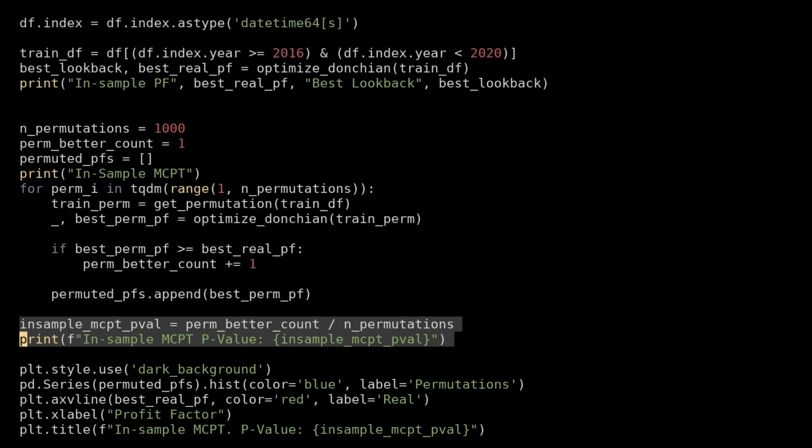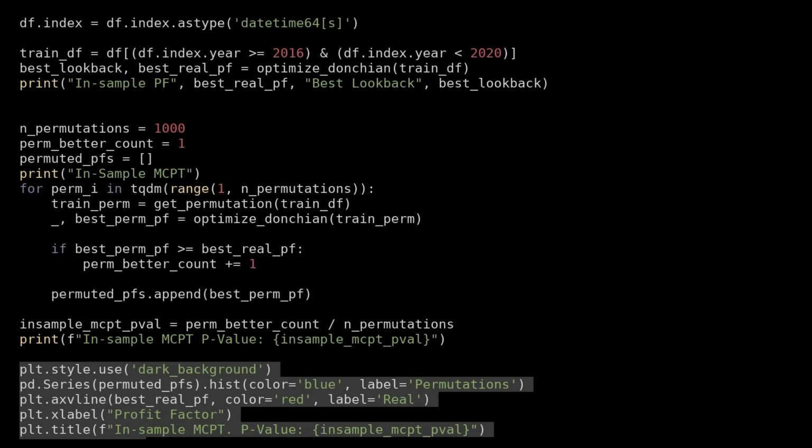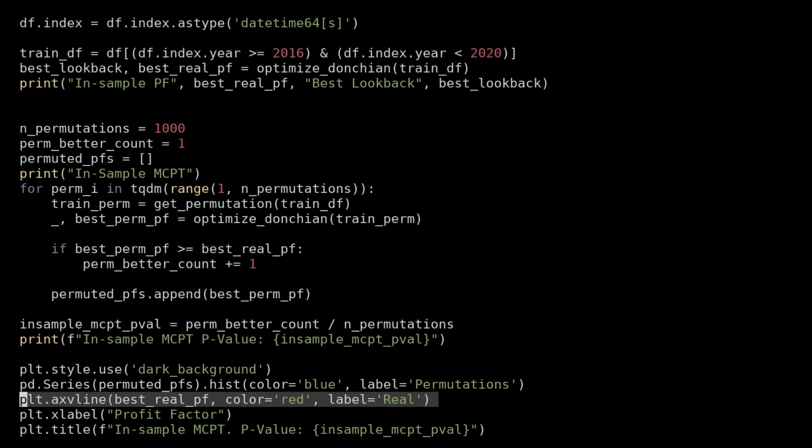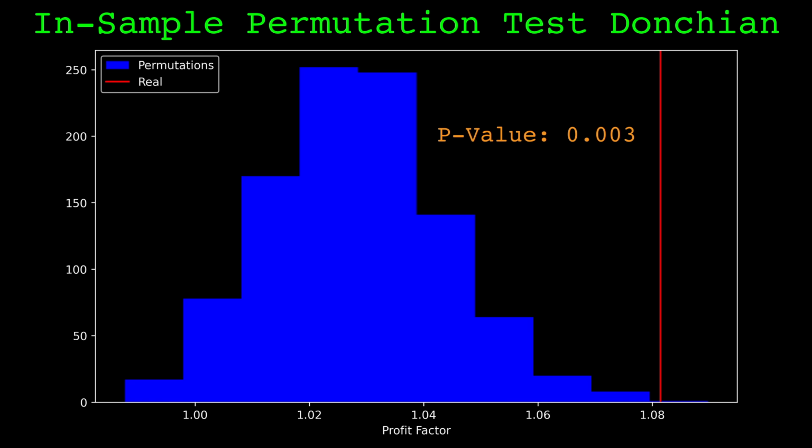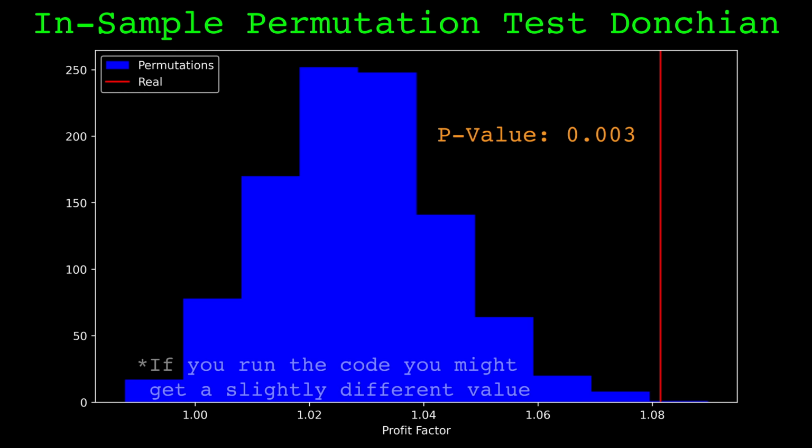This next part isn't really necessary, but I like to plot a histogram of the profit factors, or whatever objective function we used, from the permutations. Then add a line showing where in the distribution the real profit factor fell. I ran this test with 1000 permutations and got this. Only a couple permutations did better than the original, so the p-value is very low, 0.3%.